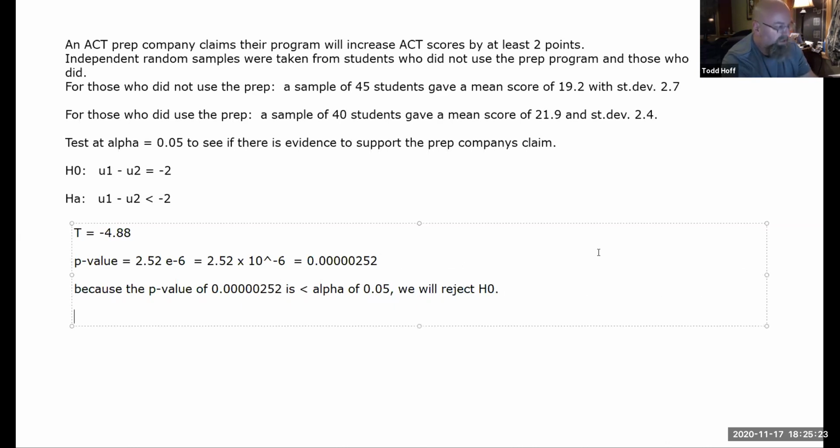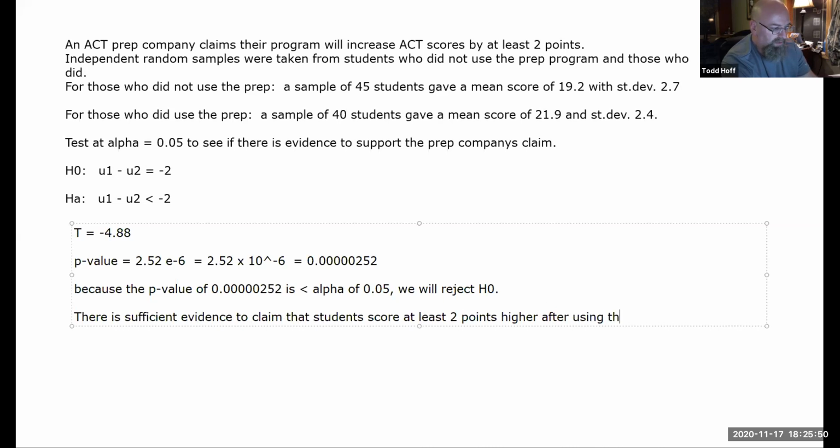So that is our conclusion of the test, or our statement of rejection, I should say. Our actual conclusion, then, is what that means for the alternative. That means there is sufficient evidence to claim that students score at least 2 points higher after using the prep.